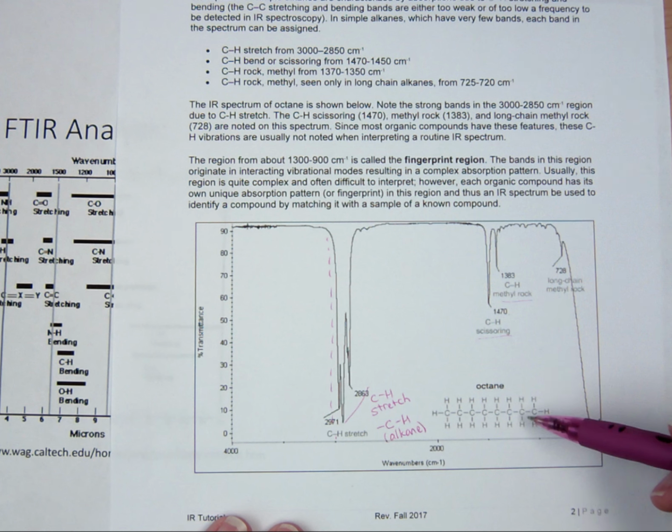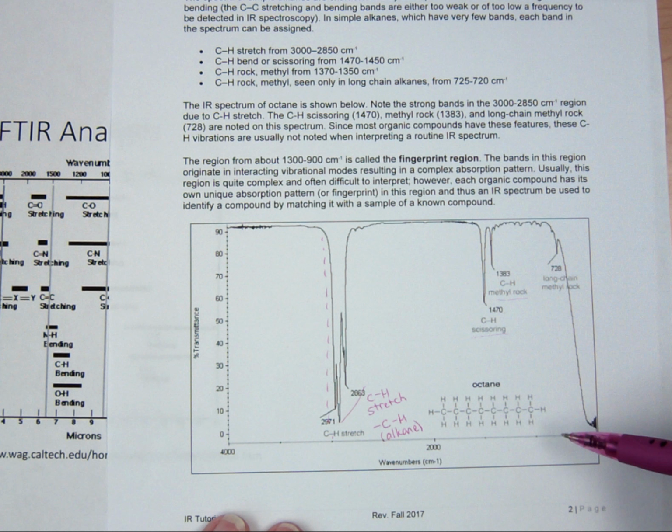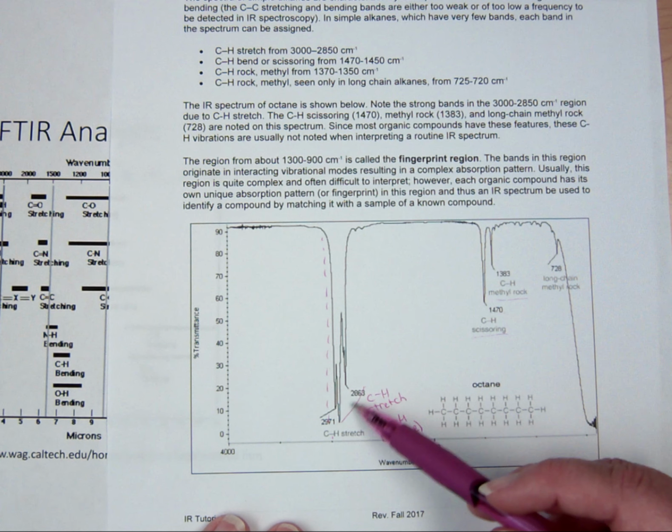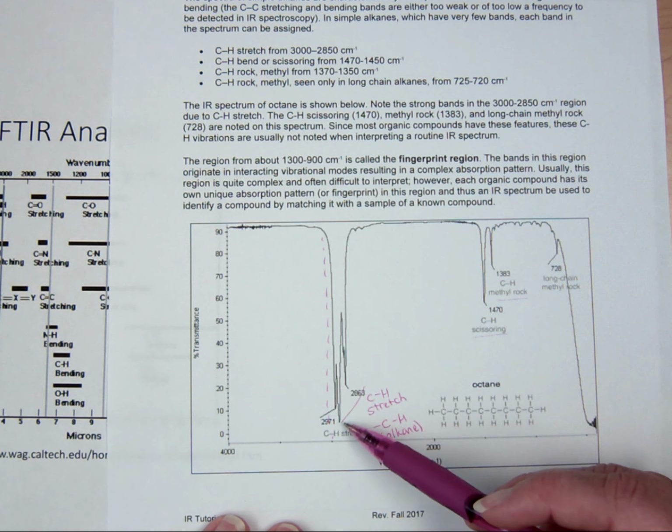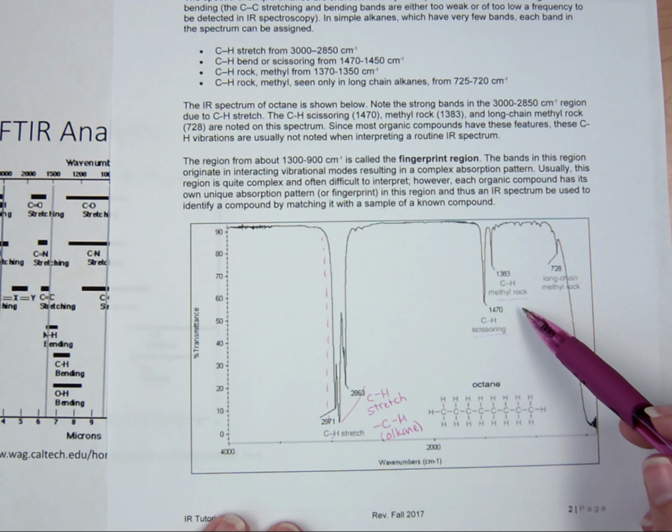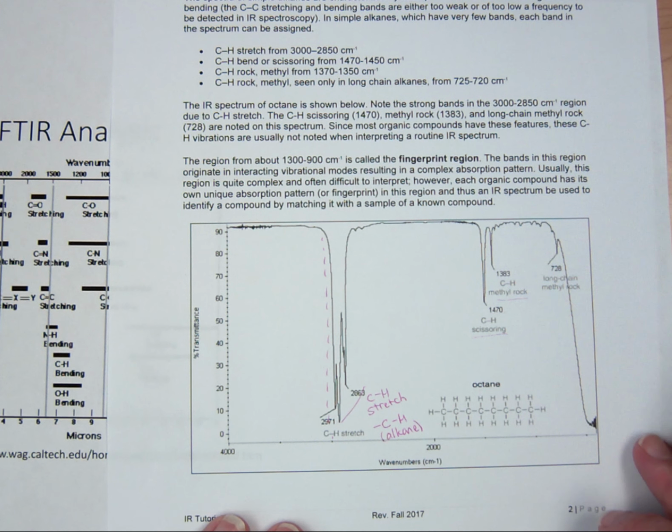Now I may not be able to get all the way to octane specifically, knowing exactly how many carbons there are, but I would at least be able to classify this as an alkane because we have this nice CH alkane stretch, and then the scissoring and methyl rocking that go with it. And there's not much else on this spectrum.